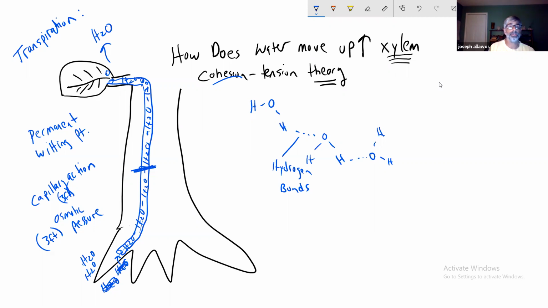Okay, so that's the cohesion tension theory. And again, this tries to explain how the water moves up the xylem. Okay, what about phloem? How does sugar move up or down? Because xylem is a two-way street. Phloem is a two-way street.